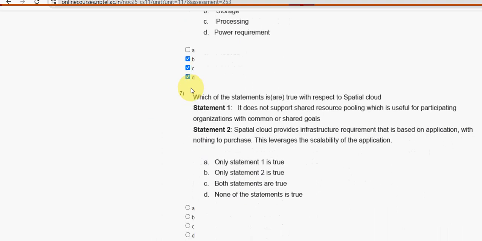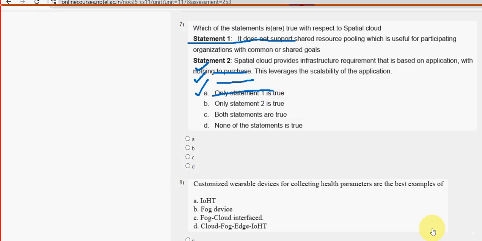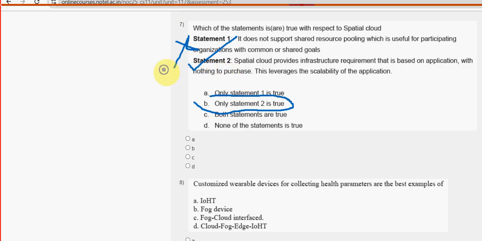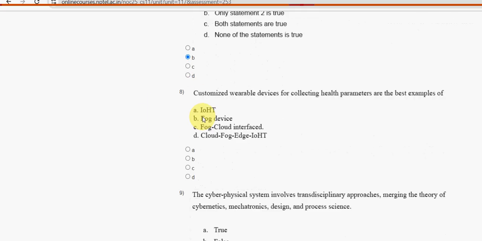Next, seventh one. So the first statement is false, guys, and the second statement is true. So mark option B, only statement 2 is true. So mark option B as the probable solution for seventh question.